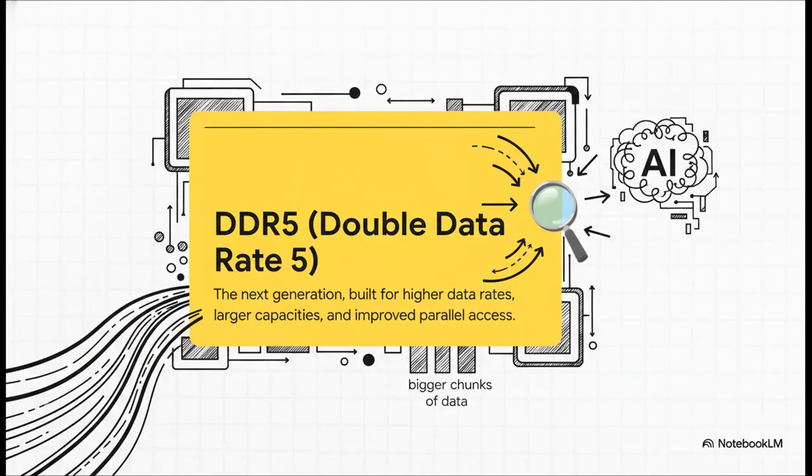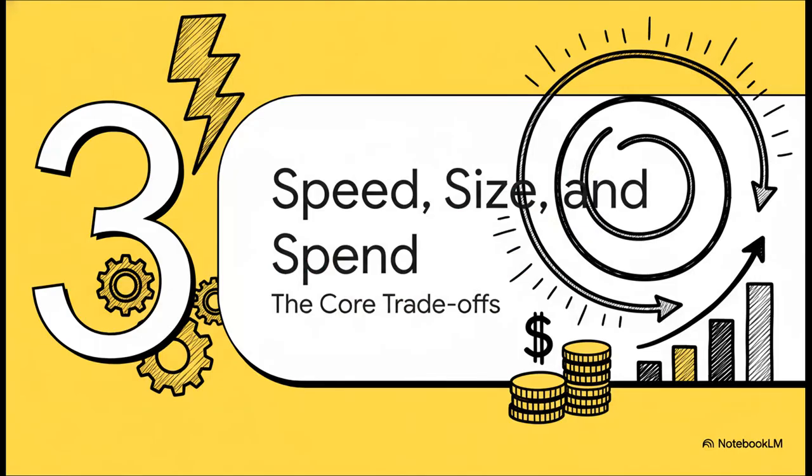And then we have DDR5, the new kid on the block. And it was specifically designed for the challenges we face today, like AI. It's all about handling more data, faster, and juggling more tasks at once, which is exactly what that constant stream of data in an edge device needs. So we've got the reliable veteran and the high-speed newcomer, but how do they actually stack up? Let's break it down by the three things that really matter when you're designing a system: speed, size, and of course, how much it's going to cost you.